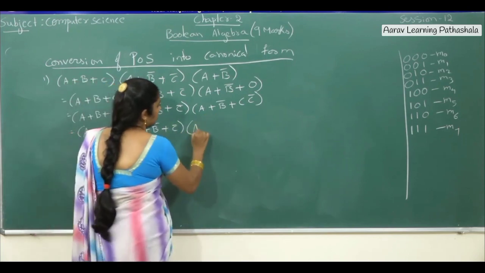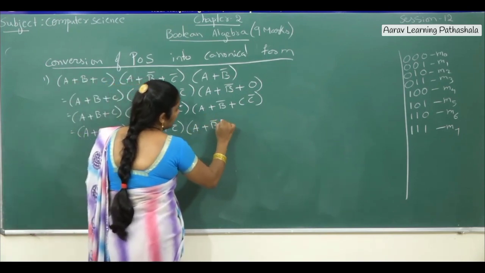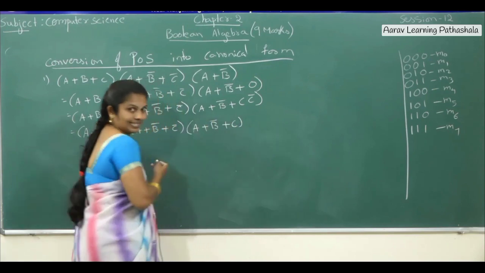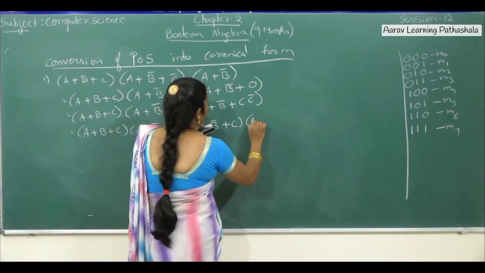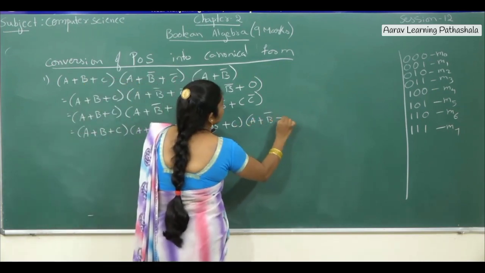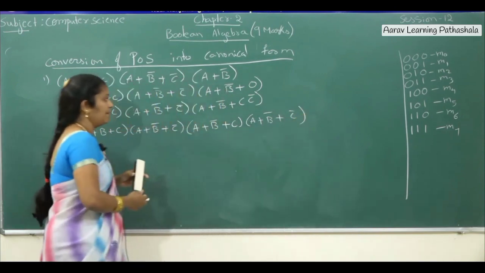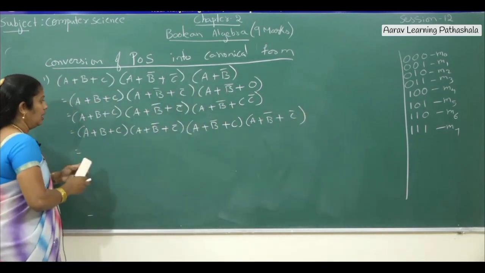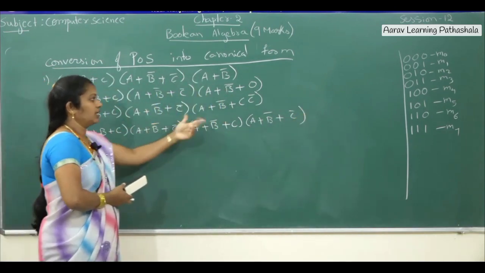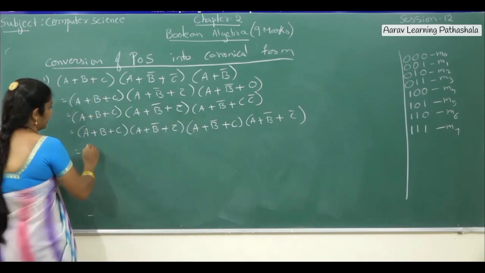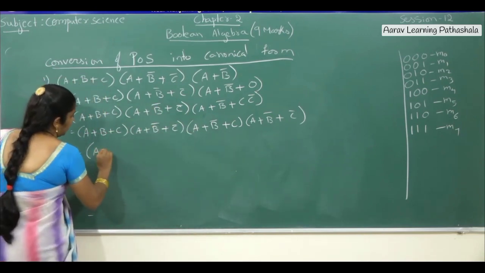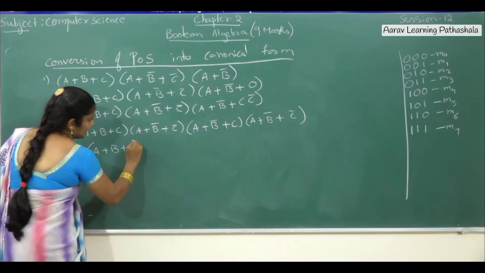Now distribute this one. A plus B bar plus C. Once, first I am going to take C. Then once again A plus B bar plus C bar. Now same pattern, remove the duplication. For all the variables we do not have any complement. That's why I can write A plus B plus C.